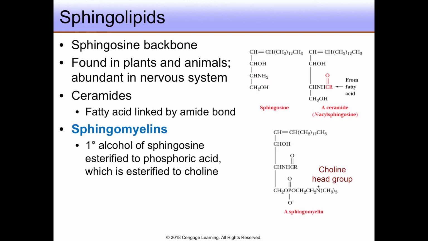Another class of lipids containing two fatty acid chains is based on the sphingosine backbone, shown on the top left. This backbone contains a modified form of the fatty acid palmitate and the amino acid serine. Lipids based on this backbone are very common in both plants and animals and are important components in the nervous system. The simplest of these are the ceramides, which contain a fatty acid chain linked to the backbone by an amide bond, shown on the top right.